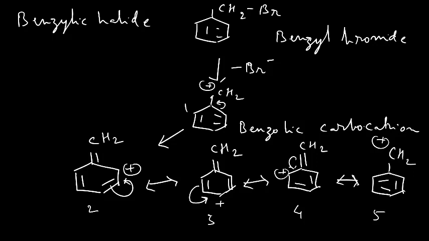Greater the number of resonance structures, greater is the stability of the carbocation. Therefore, the benzylic carbocation from benzylic halides is more stable when compared to allylic as well as normal carbocations. So this benzylic halide undergoes the SN1 reaction quickly, or faster.